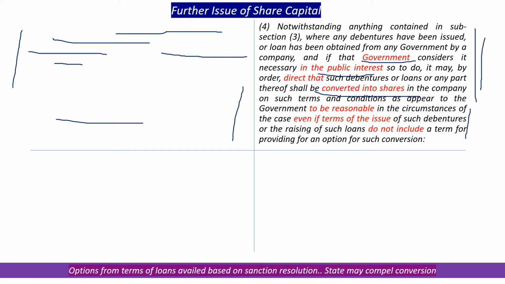For example, if the government has given a loan to the company and the company has defaulted, and there was no clause in the original issue that it can be converted into equity, government can step in. As a part of public interest and protecting the interest of existing shareholders and the company, it can state that we can convert that and add it to the existing shares, and further issue of shares could be done.